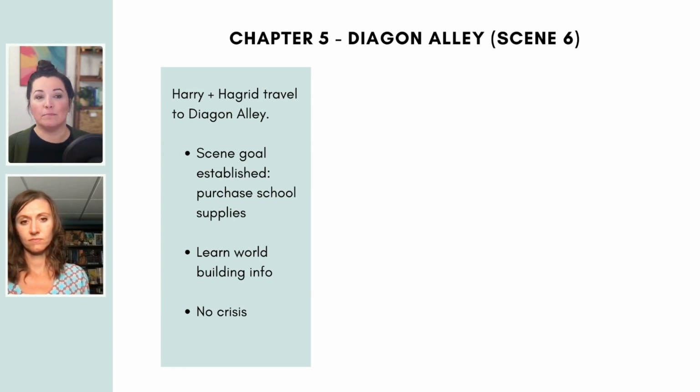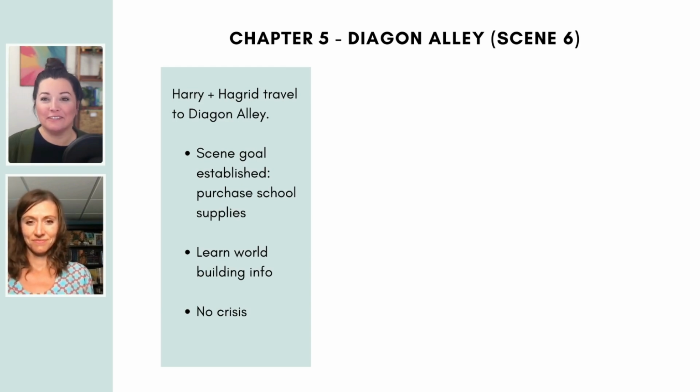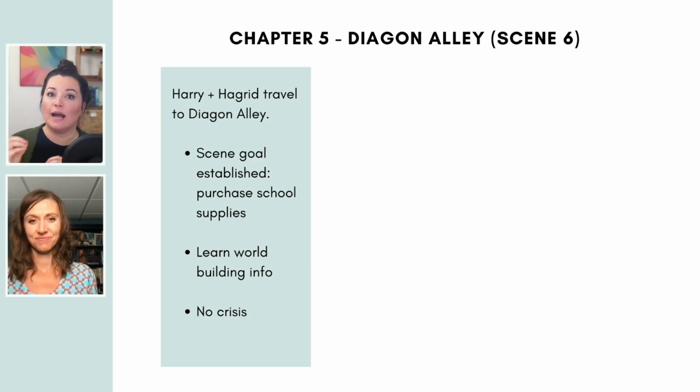We learn there's a Ministry of Magic that governs the wizarding world. We know dragons exist and they guard Gringotts, which Hagrid says makes it super dangerous to try and rob. And also that Hagrid really wants a dragon. He's already talking about dragons. So we learn all this stuff. This is the piece of the scene that establishes the scene goal to purchase school supplies.